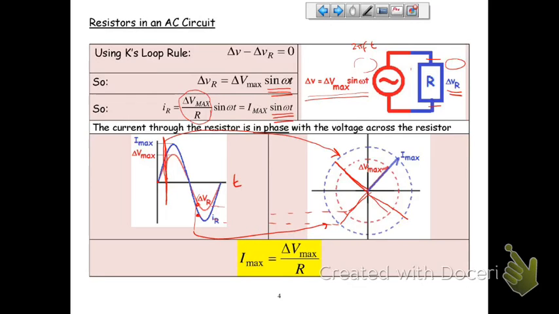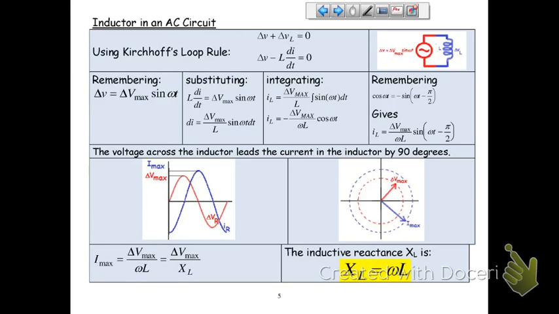That's going to be important. We're going to look at that. So now let's look at an inductor.